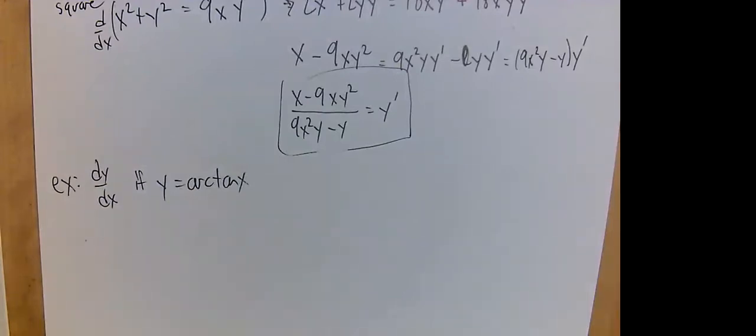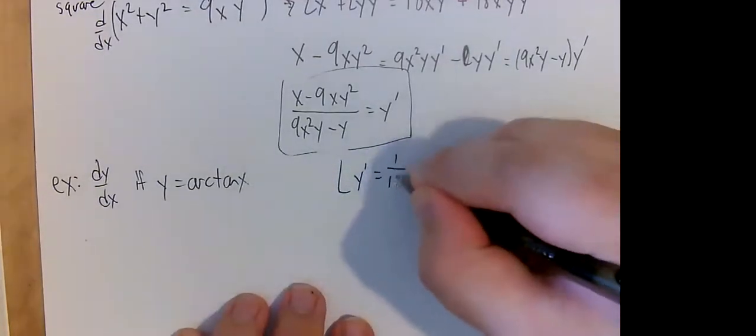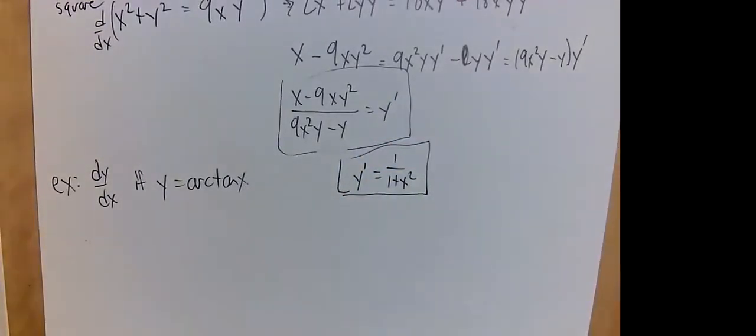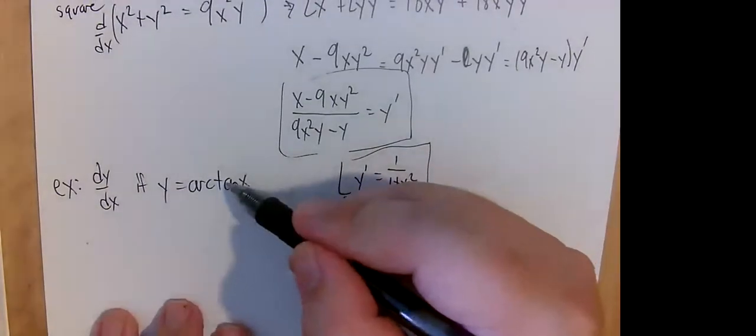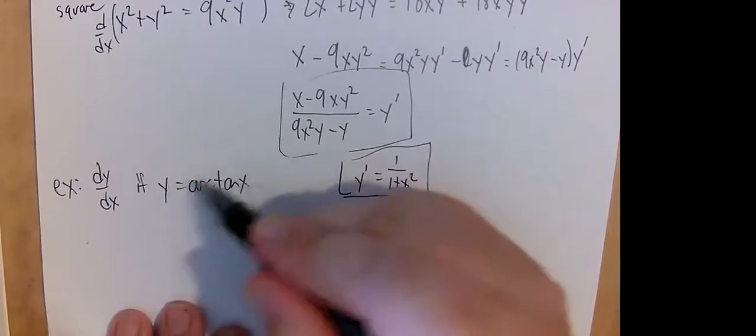So we already know what the derivative of this is. We already know that y prime is 1 over 1 plus x squared. But what we could do is use implicit differentiation to see this in another way. What I'm going to do is take tangent of both sides. I'm going to apply the tangent function to both sides.